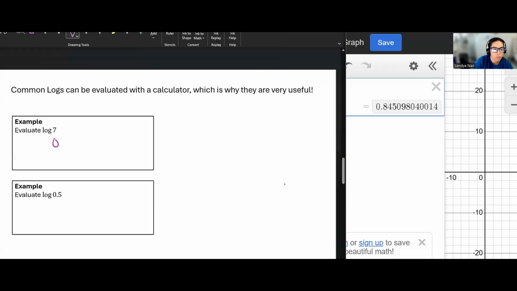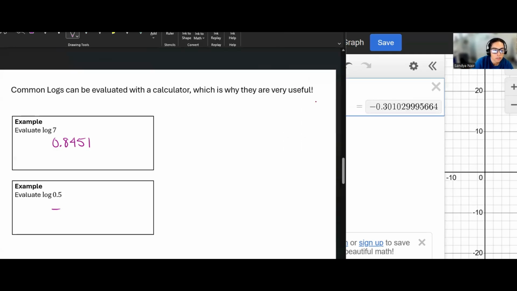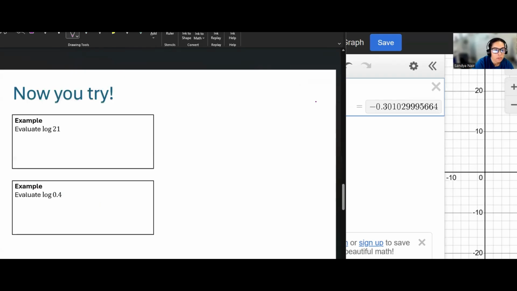So this is going to be approximately 0.8451. And if I go ahead now and evaluate the log of 0.5, I'm just going to type log into Desmos and then 0.5. And you can see that's approximately negative 0.3010. So now you can go ahead and pause the video and try doing these examples on your own.